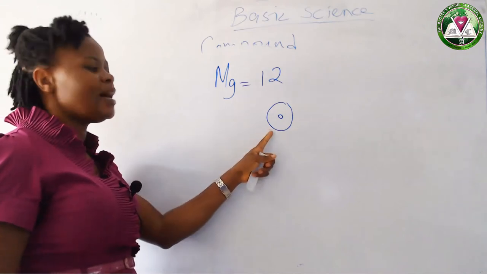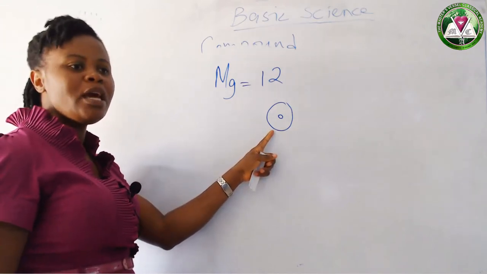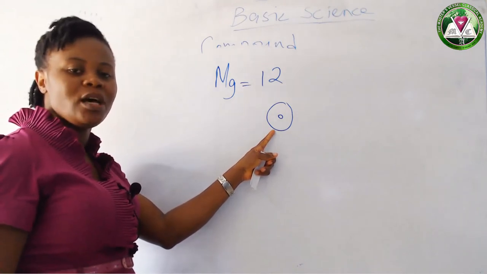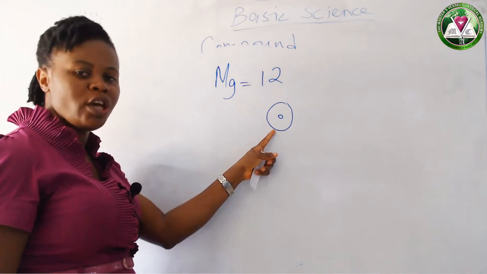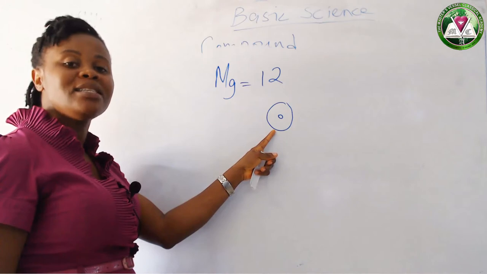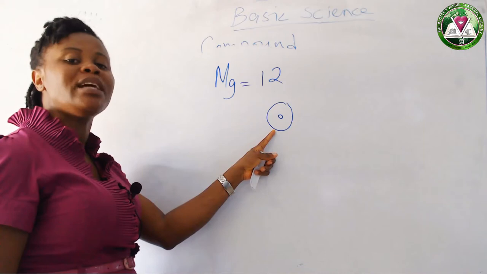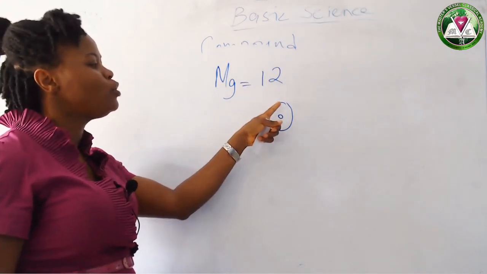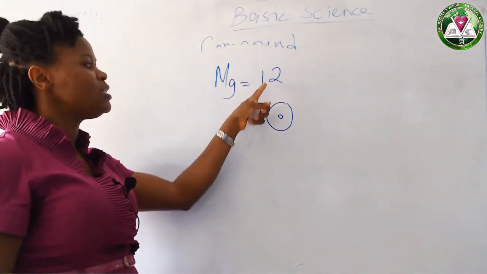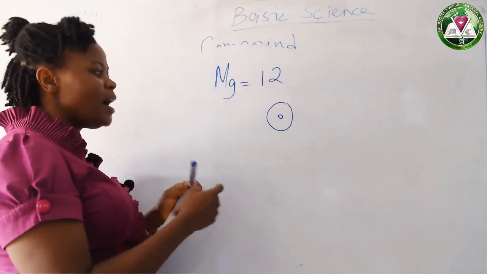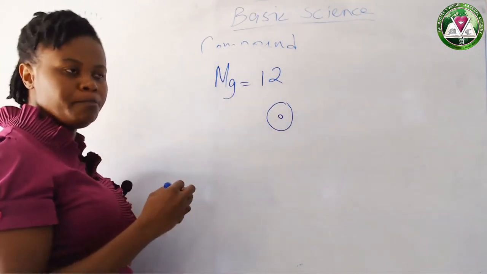In our last class, I told you that the first shell is called K shell. I repeat, the first shell is K shell. And this K shell can only take a maximum of 2 electrons, meaning that it cannot take more than 2 electrons. So you have 12 here. If I put 2 electrons here, you will notice that you will be left with 10 more electrons. So the next thing I will do is to draw the next shell.